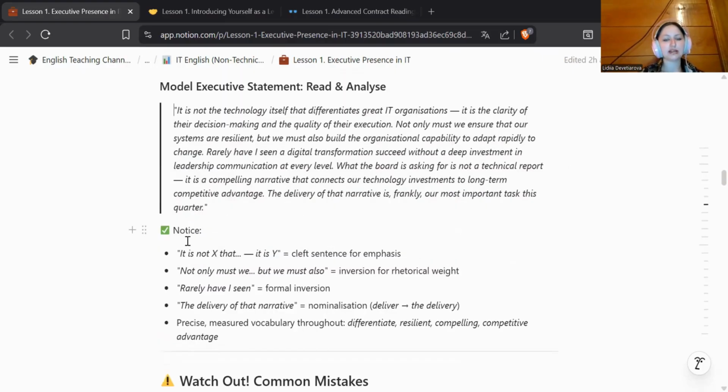So, notice, it is not something that something. It is something. That's a cleft sentence for emphasis. Not only must we, but we must also. That's an inversion for rhetorical weight. Rarely have I seen. That's a formal inversion. The delivery of that narrative. That's a nominalization. Deliver turns into the delivery. Precise, measured vocabulary throughout: differentiate, resilient, compelling, competitive, advantage, yeah?